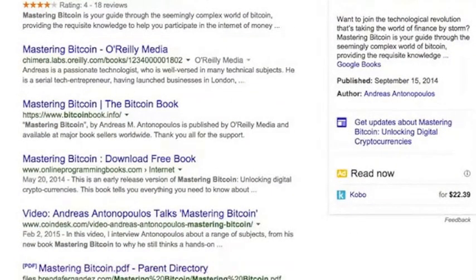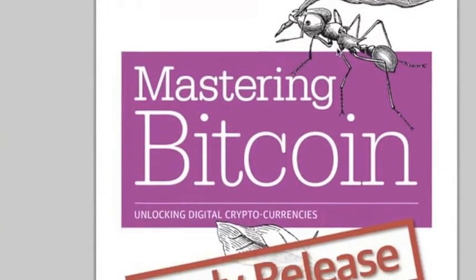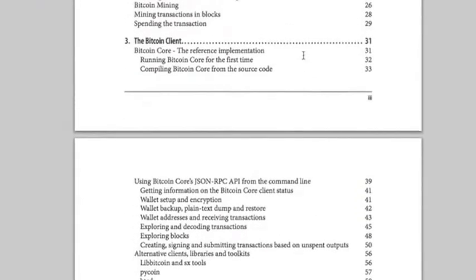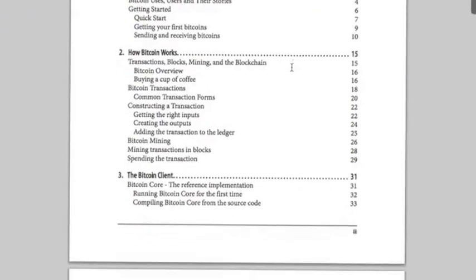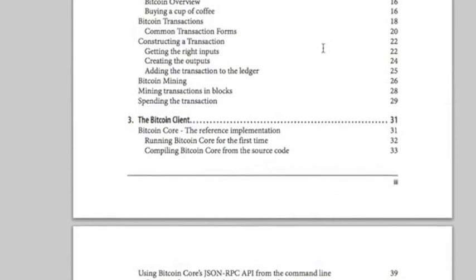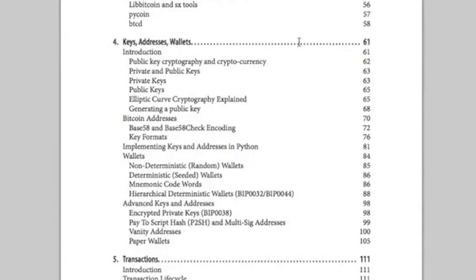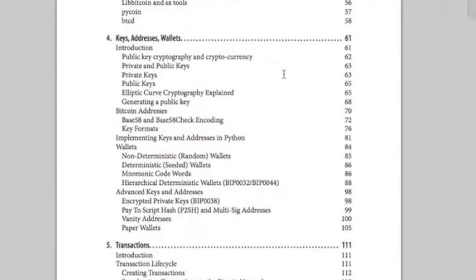I also haven't finished reading this book, so this is the PDF of the book. You can just search Mastering Bitcoin and you'll find it. I seriously recommend it if you want to know in detail. I will also try to explain a lot of things that I've learned from this book. And this is Mastering Bitcoin. I will go along with this book and describe how Bitcoin works, because it's fascinating.